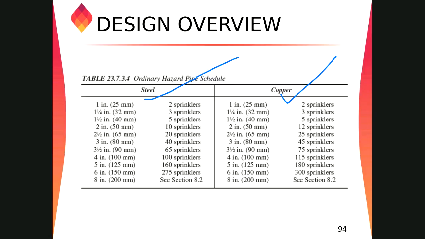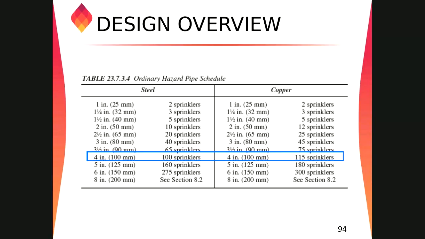You can see at this one, for this 4-inch pipe, if you look at the steel pipe, we can use 100 sprinklers on a 4-inch pipe. But if you are using the copper pipe, we can install 115 sprinklers. But again, copper is a little bit more expensive than steel.